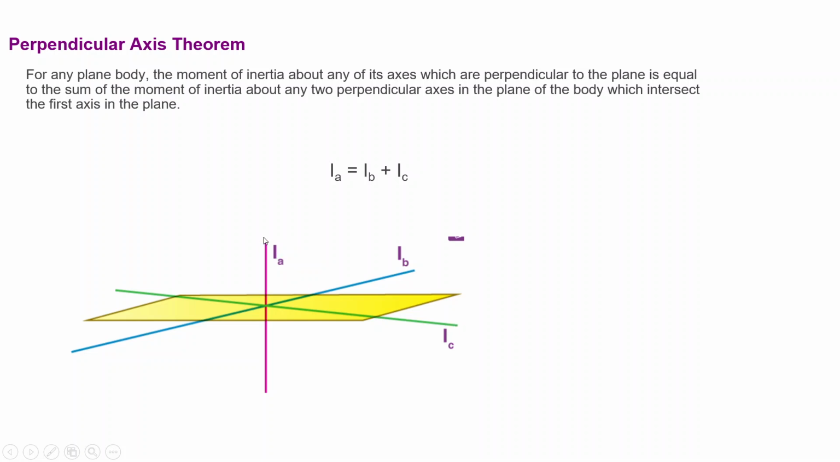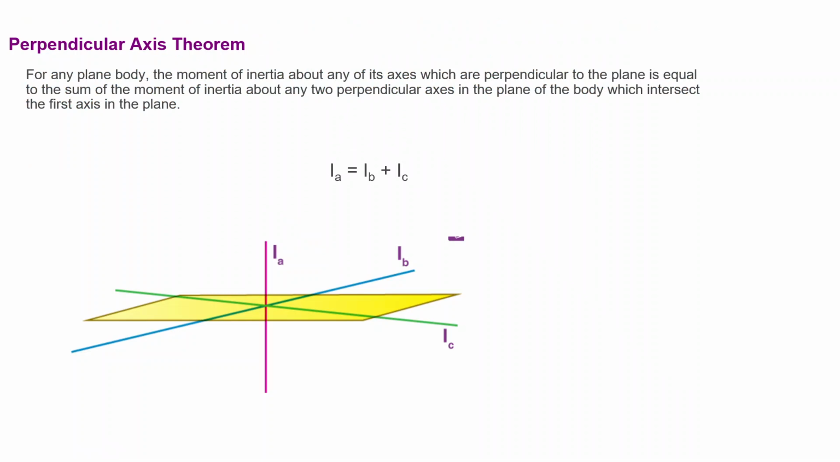The perpendicular axis is this pink, magenta, you can call it, some color, this pink color. This axis is perpendicular to the object, and these blue and green axes are in the plane of this object, but they are perpendicular to each other. So what this perpendicular axis theorem says is that the moment of inertia corresponding to this pink axis, which is perpendicular to the plane of the object, will be the sum of the moment of inertia corresponding to this blue and green axis. So this is what the statement means.